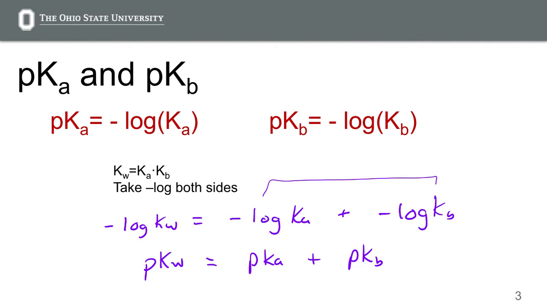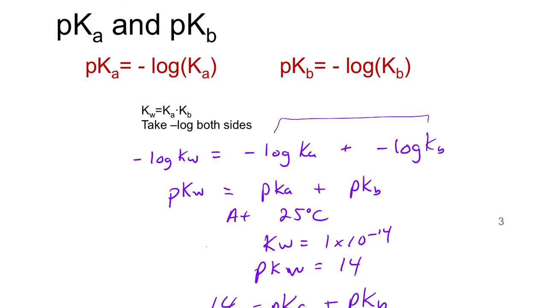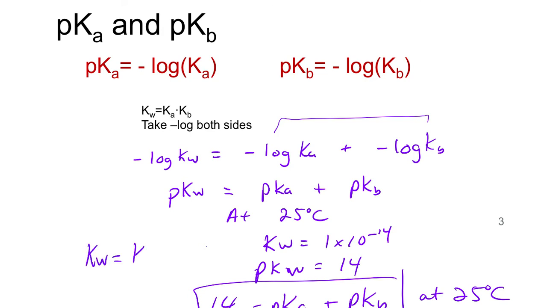Okay. The other convenient thing is that we know that at 25 degrees Celsius, Kw is equal to 1 times 10 to the minus 14. And so pKw then is equal to 14. So 14 is equal to pKa plus pKb at 25 degrees C. So two other equations here for your toolkit, I guess: 14 equals pKa plus pKb, and Kw equals Ka times Kb.